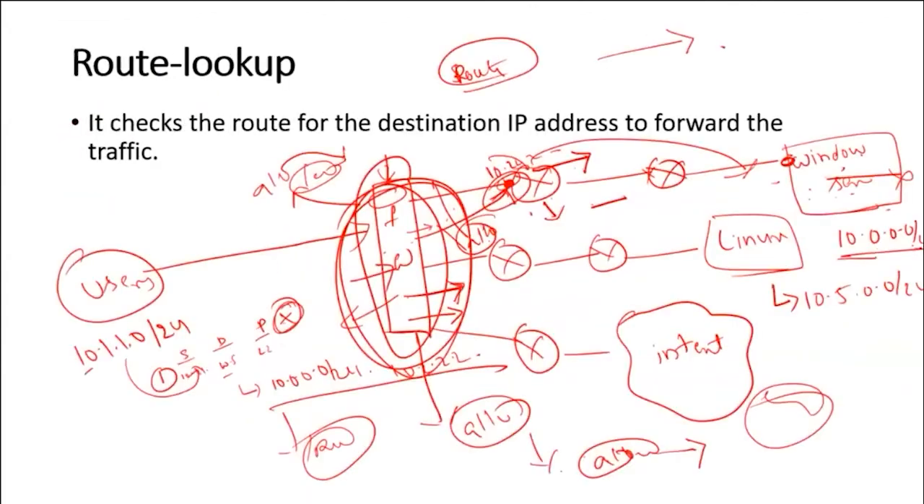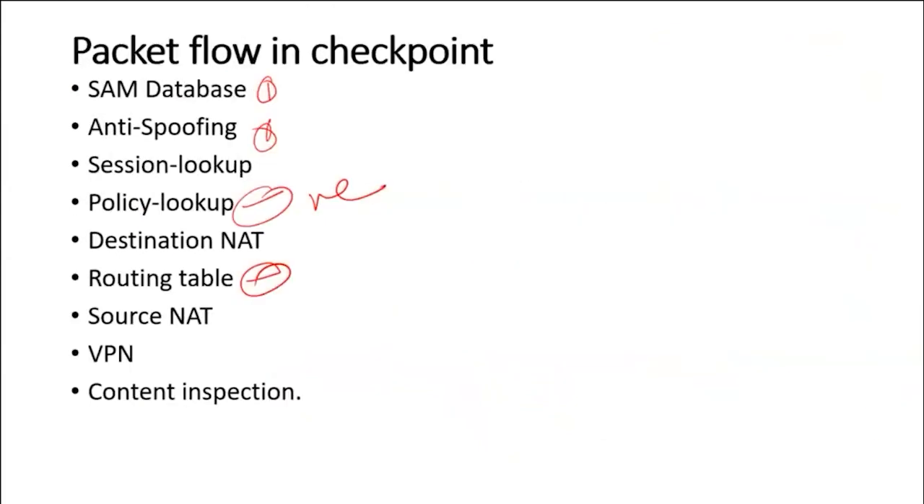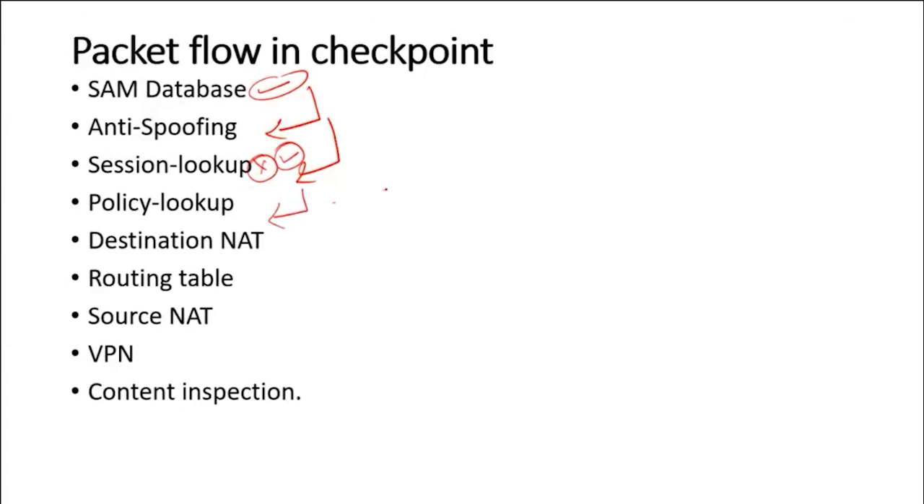Let's go with a small recap of the packet flow. First it will check the SAM database. SAM means suspicious activity management. Then it will check anti-spoofing. Then session lookup. For the first new traffic, the session lookup won't be there, so it will be bypassed. For existing connectivity, it will check the session lookup. Then policy, which is a list of firewall rules. Then destination NAT. If any NAT configuration is there for the destination IP address, destination NAT will be performed. If it is not configured, it will be bypassed.